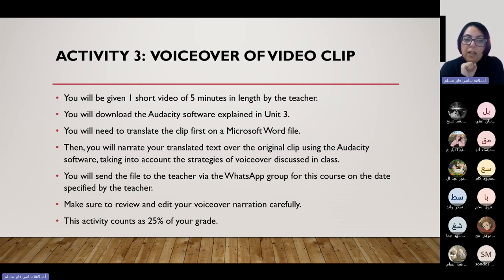So, you will send this file to your teacher via the WhatsApp group, and make sure to review your translation, okay? And to review your speaking. If it's correct, if it's good, if it's within the time frame of the person who is speaking behind you, okay? So this activity counts as 25% of your grade.